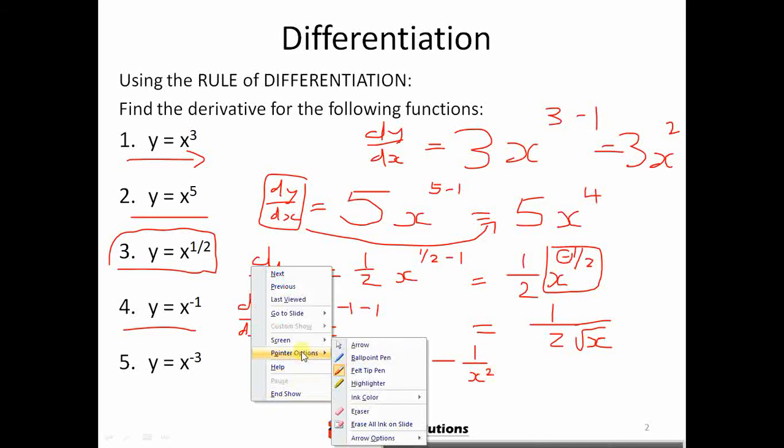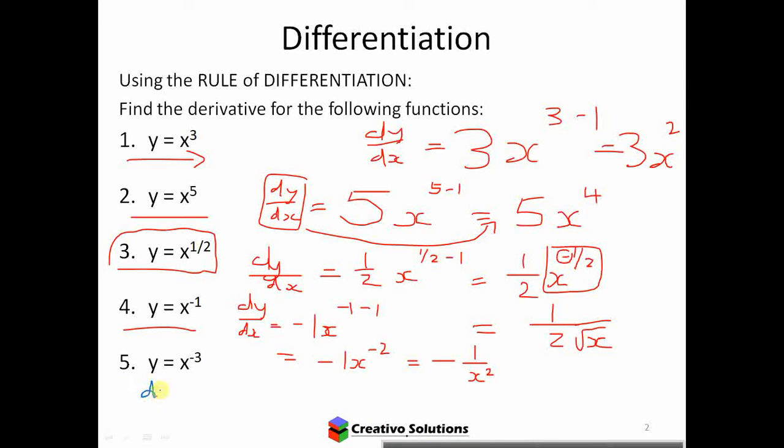Okay. Right, the last one, just use a different color. So dy over dx is, what is that? Minus 3 x to the minus 3 minus 1. Yes. Which is minus 3 x to the minus 4, which is minus 3 over x to the 4.